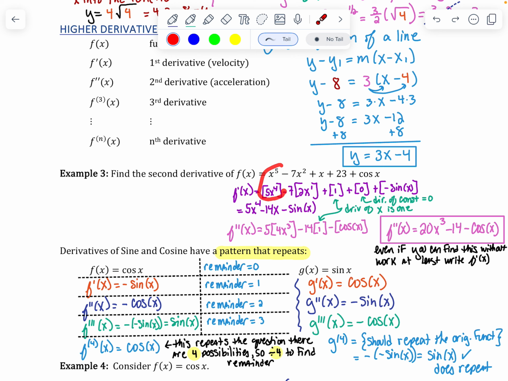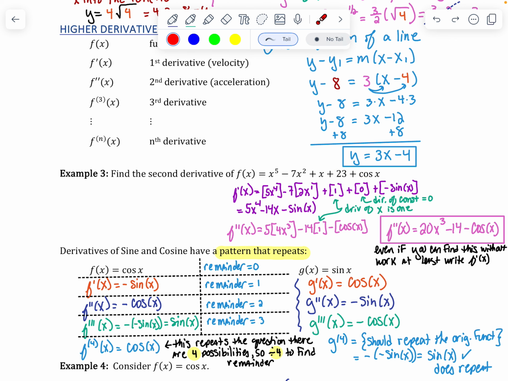The derivative of x to the fifth is bring the 5 out front, subtract 1 from the exponent, and I have 5x to the fourth. My minus 7x squared, I'll bring the 2 out front to multiply with the negative 7 to give me negative 14. And when I subtract 1 from a 2, I get a 1, but we're not going to write the 1. The derivative of just x is 1. We've talked about how the derivative of x alone is 1. 23 is really a constant, and the derivative of a constant is 0.